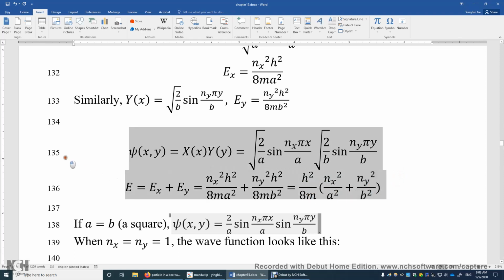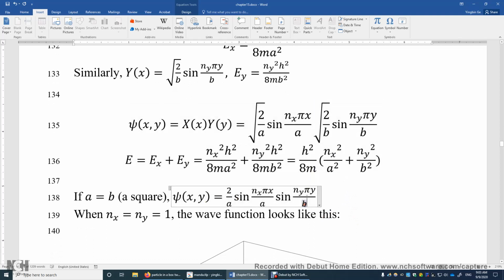We can even further simplify these two equations if the particle is confined in a square rather than a rectangle. If it's a square, then a is equal to b, and then we can simplify the wave function. In the wave function, I just replace b with a. So this is the wave function. But again, n_x can be, and is often, different from n_y. So n_x and n_y are the quantum numbers in the x and y direction. They can be different. They are often different.